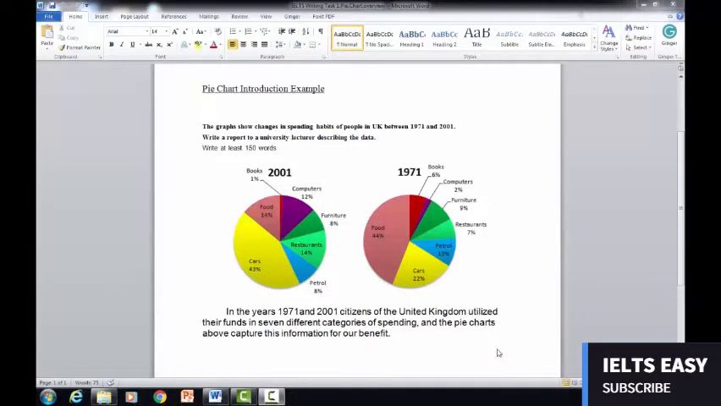Okay, so now we're going to go over doing the overview paragraph, the second paragraph. Remember we have 4 paragraphs we have to do. We've already done the introduction for the pie chart, and now we're going to do the general overview paragraph for the pie chart. So we're going in order in terms of doing our paragraphs. We have our introduction, and then we have our general overview paragraph that we have to do next.